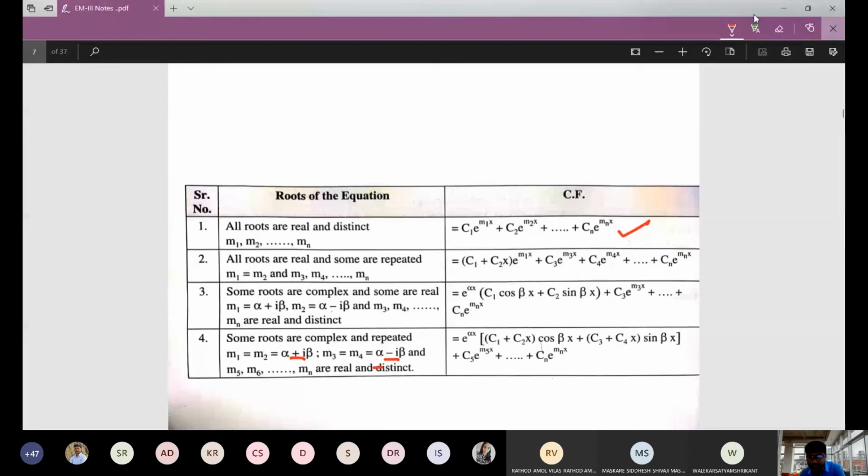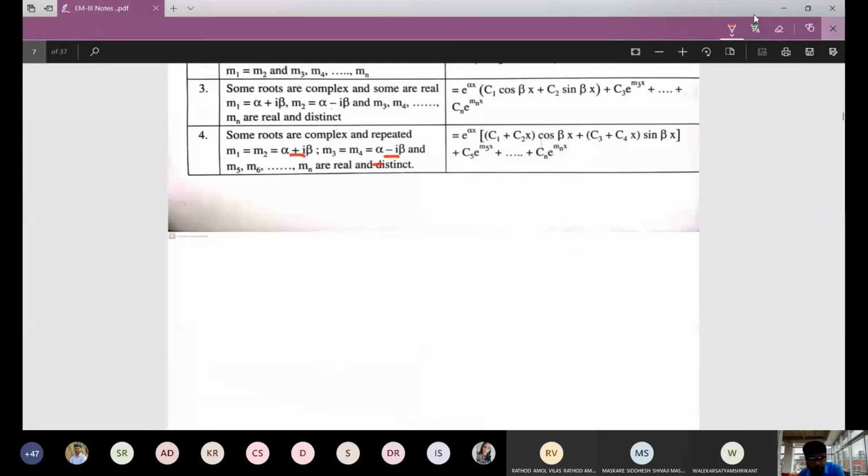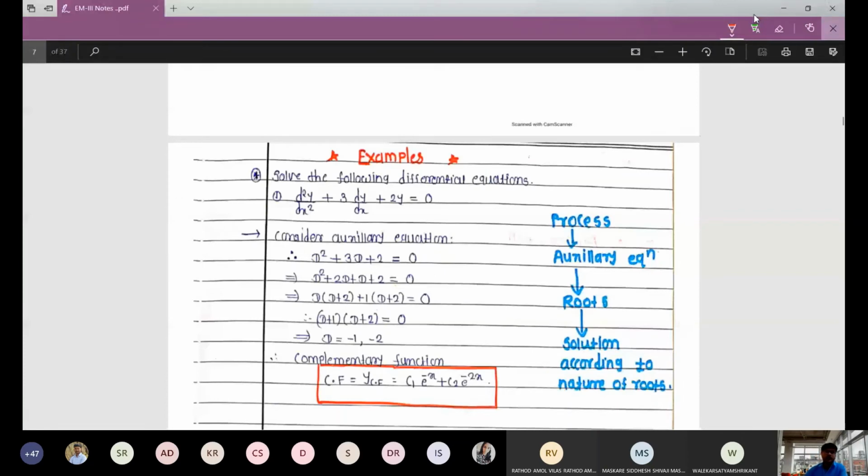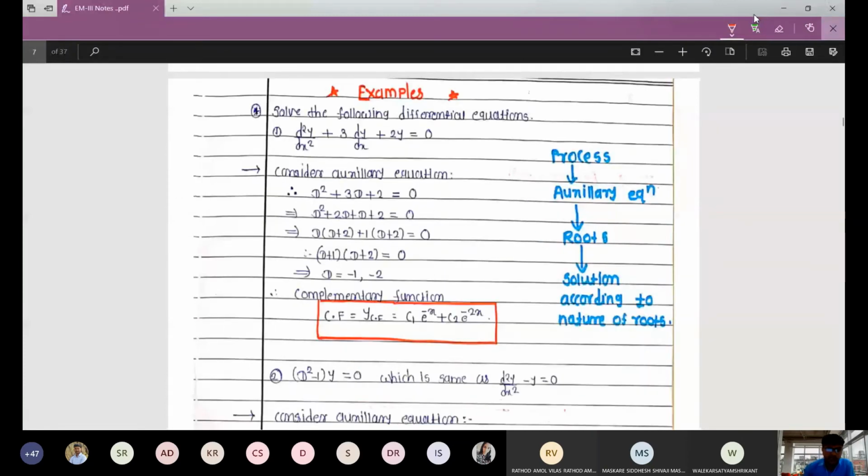Now let us go towards the examples so your concept gets clear. So here we have example number 1. Solve the following differential equation. On the right hand side of the page I have written the process. The process is very simple.